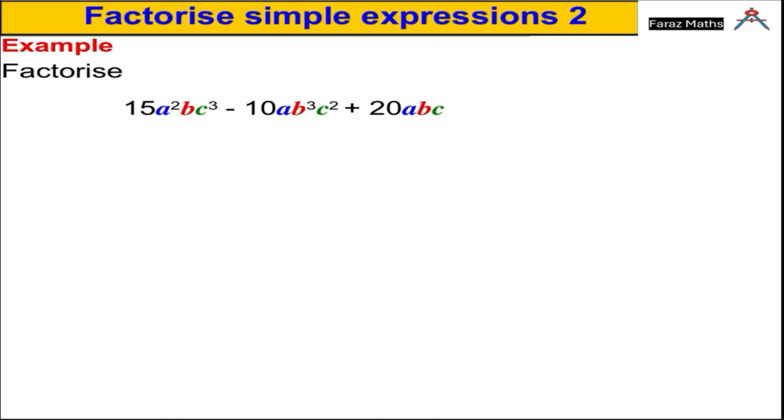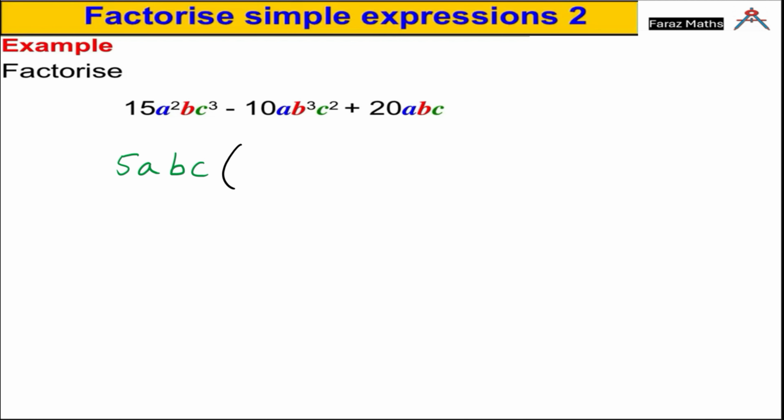Pause the video and try this question by yourself. Now we have 3 terms over there. So again, we have to do the same thing. We have to take the HCF in between the numbers. 15, 10 and 20, the HCF is 5. In between a square, a and a, a is the HCF. In between b, b cube and b, b is the HCF. In between c cube, c square, c is the HCF. Now you have to make the bracket.